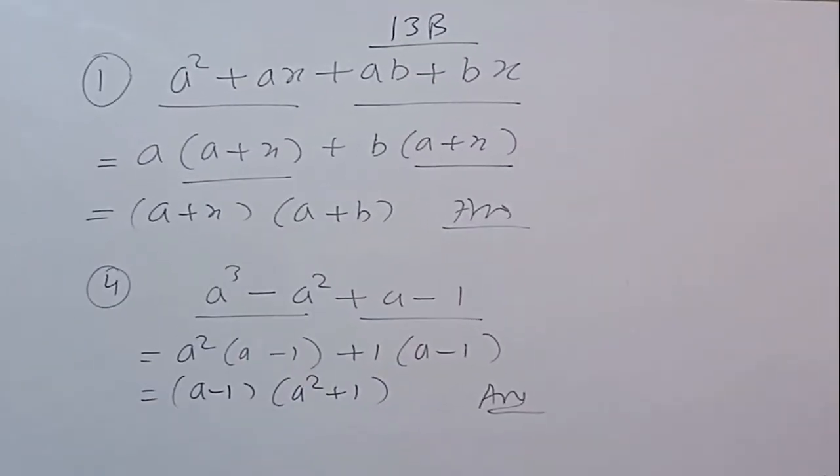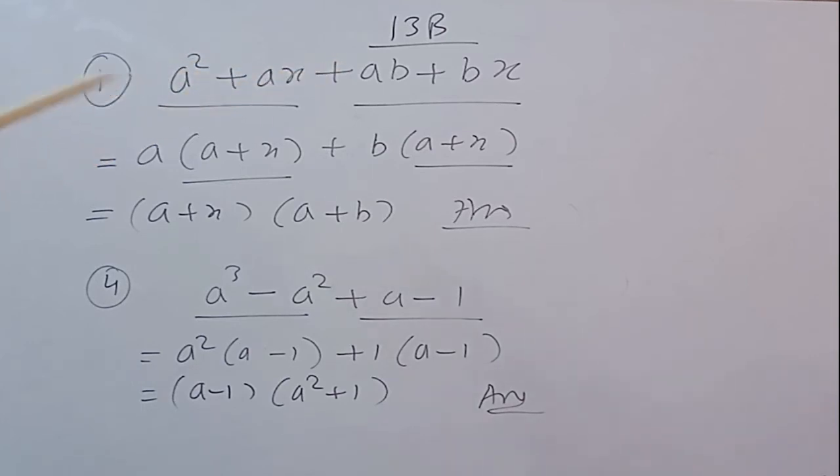Children, I am taking question number 1 of exercise 13b, in which we have to factorize a² + ax + ab + bx. This polynomial we will factorize by the grouping method. So by the grouping method, how will you solve it? Make the groups or pairs: a² + ax and the other pair is ab + bx.